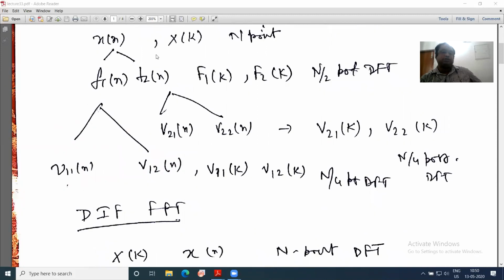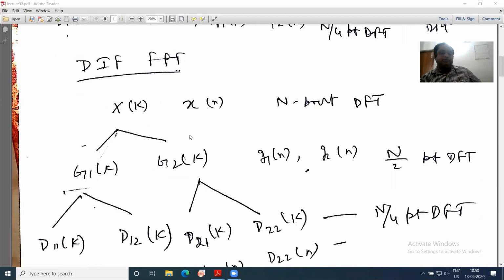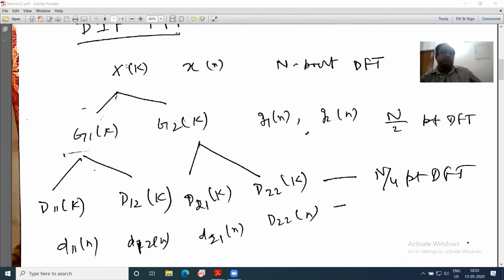The previous approach is the decimation in time approach. Whatever operation we have done essentially on the basis of x of n, that is decimation in time. Now coming to the decimation in frequency approach, this division into odd and even and everything will be carried out on frequency. That means x of k will be divided into 2 parts. X of k is an n-point DFT. I'll divide it into 2 parts, g1 of k and g2 of k. The corresponding time domain would be g1 of n and g2 of n, but we will divide x of k into 2 parts.